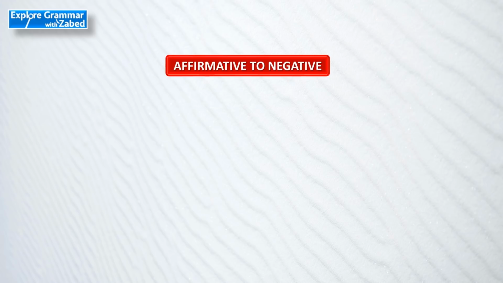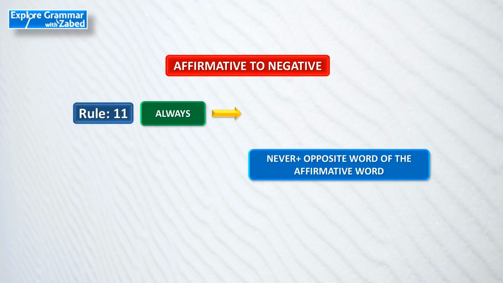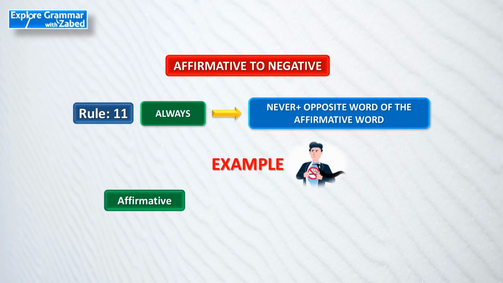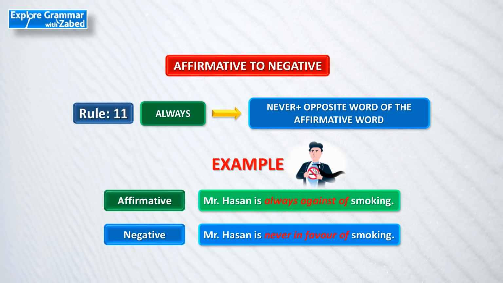Rule number 11. Always in an affirmative sentence is replaced by never plus the opposite word of the affirmative word. For example, Mr. Hassan is always against smoking. Converting it to negative, Mr. Hassan is never in favor of smoking.